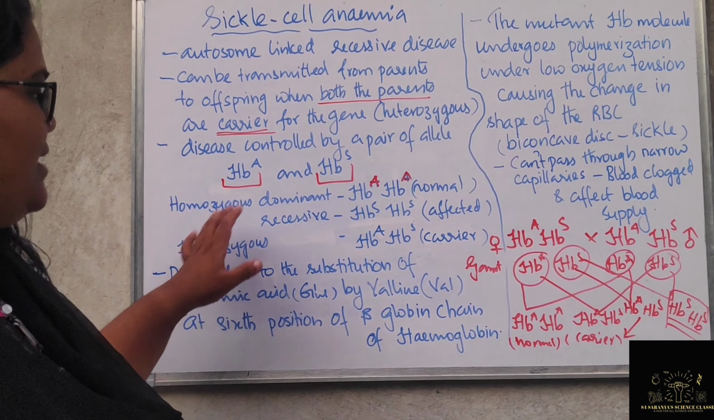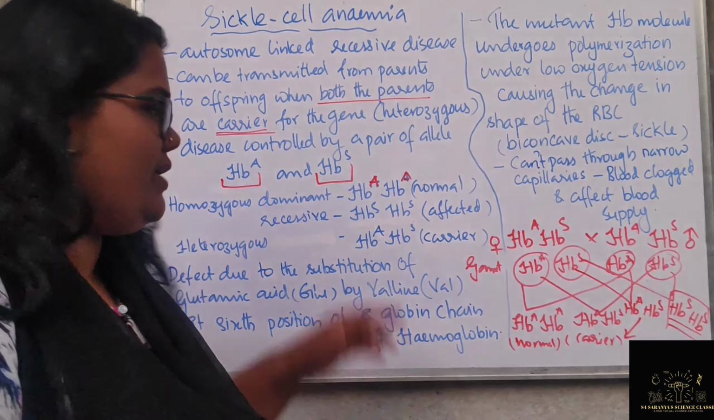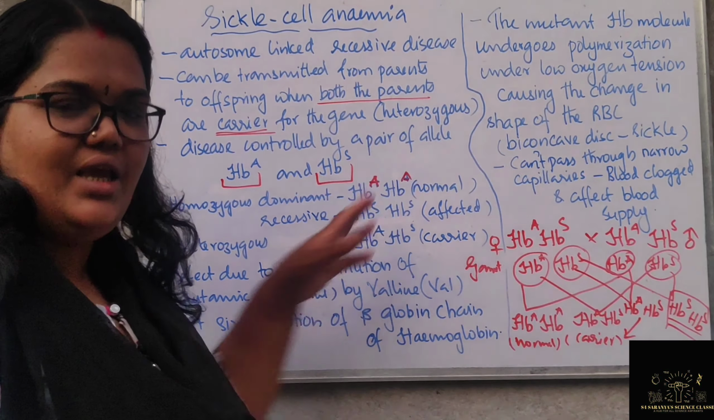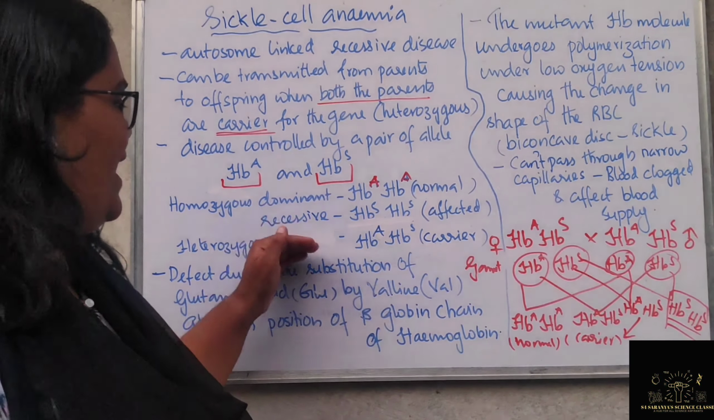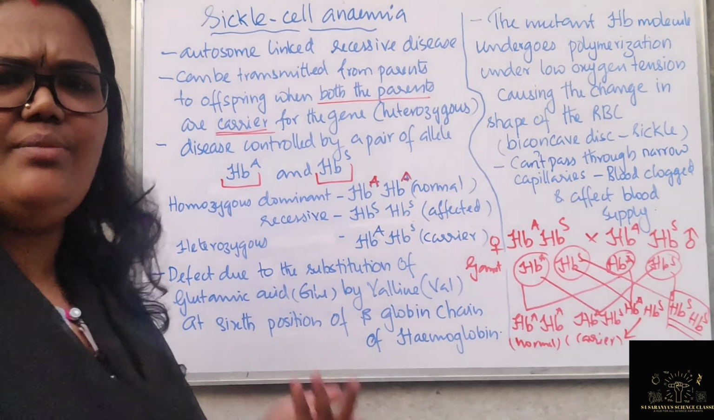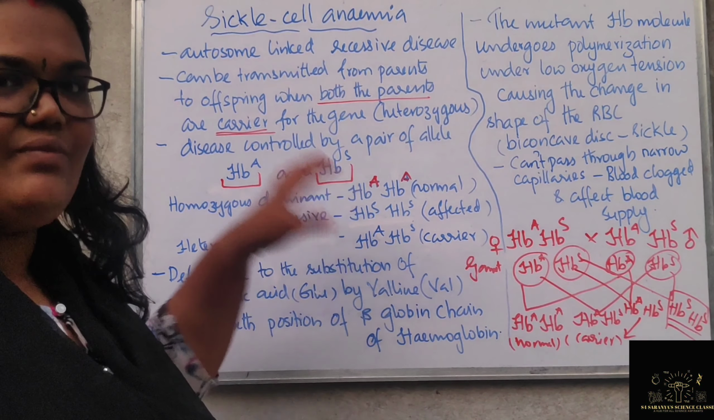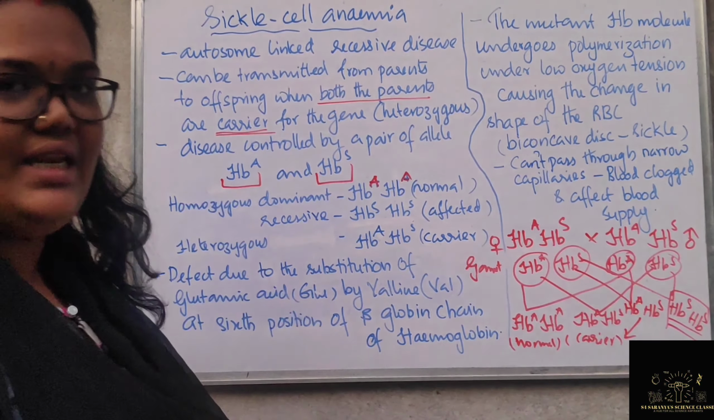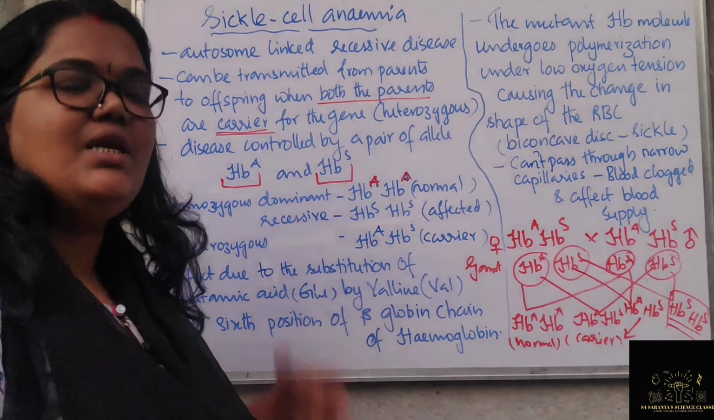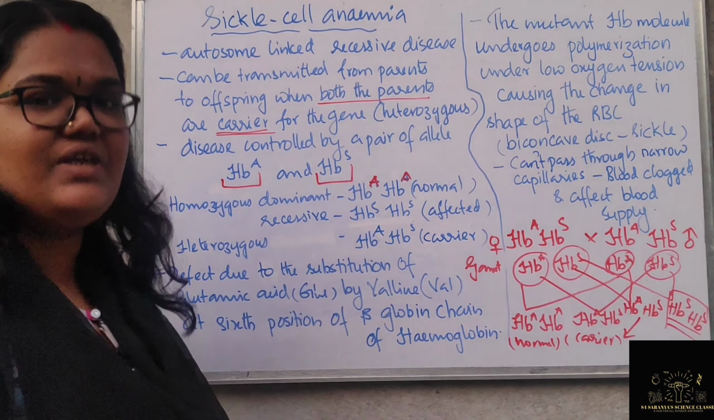So here you can see the homozygous condition, where the normal allele is dominant, right? So HbA and HbA is the normal one, right? And the homozygous recessive condition, you can see the recessive allele which is actually causing the sickle cell anemia. So HbS and HbS, then the person will be affected, whether male or female, right?